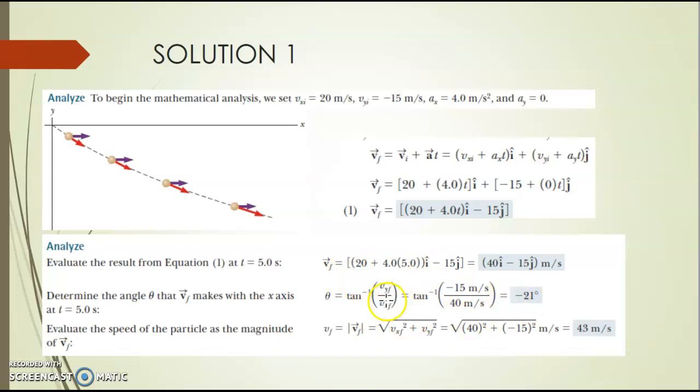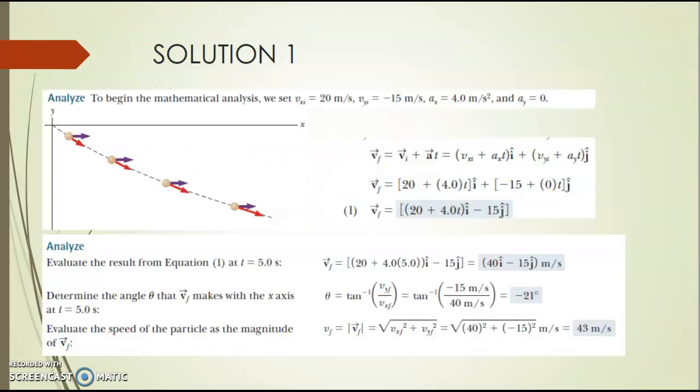Now, to get the direction, that's arctan of the y component over the x component of the final velocity. So it gives us negative 21 degrees. It's in the fourth quadrant. Next, to evaluate the speed of the particle as the magnitude of the final velocity, we simply use the Pythagorean theorem to get the magnitude.